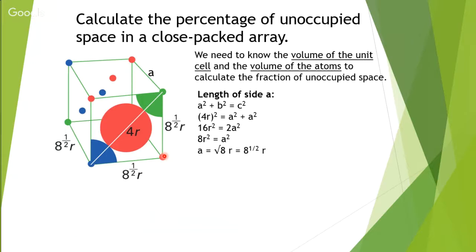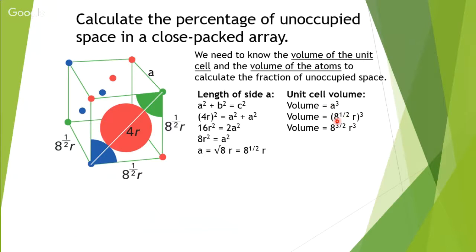And so the math is shown here, but the length of side A is the square root of 8 times the radius of the atoms. So all we need to know at that point is the radius of the atom, which is probably something we can look up and plug that in. So we can calculate then the volume of the unit cell, because the volume is going to be the length of the side cubed. Gives us this value here, right?